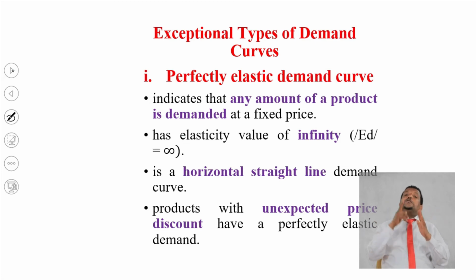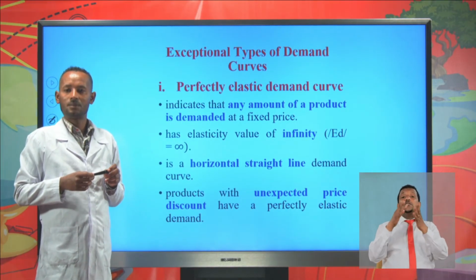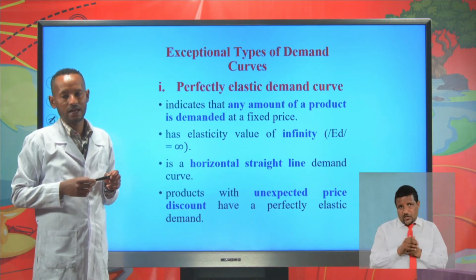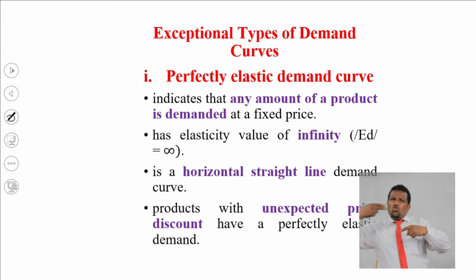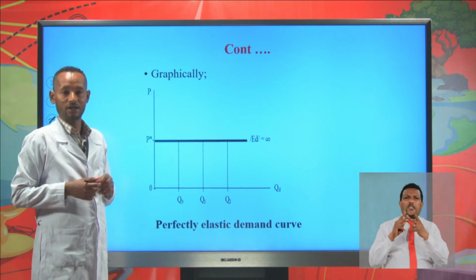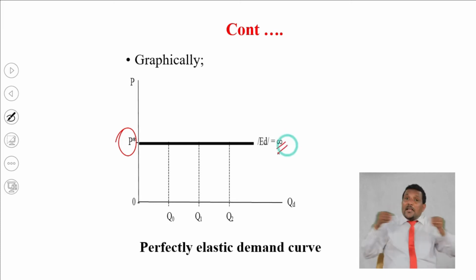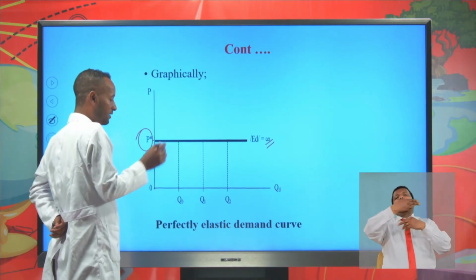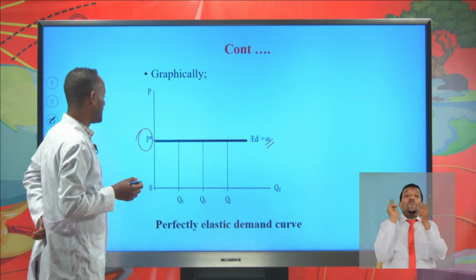The perfectly elastic demand curve indicates that any amount of a product is demanded at a fixed price, and the price elasticity of demand value of a perfectly elastic demand curve is infinity. It is a horizontal straight line demand curve. This is the perfectly elastic demand curve. It indicates any amount of a product is demanded at this fixed price. Products with unexpected price discounts have perfectly elastic demand.